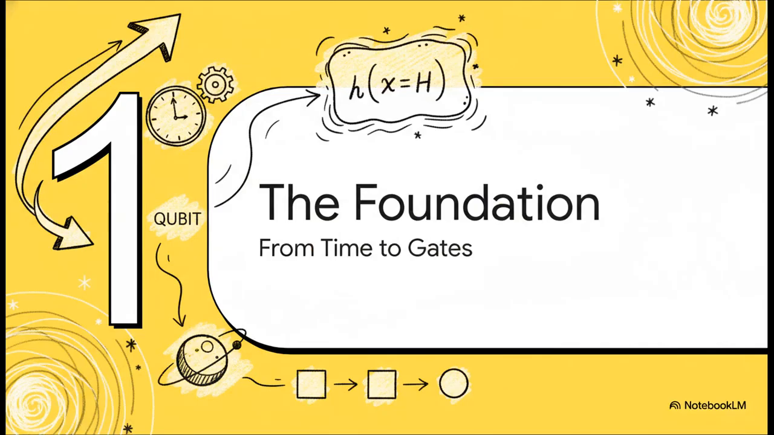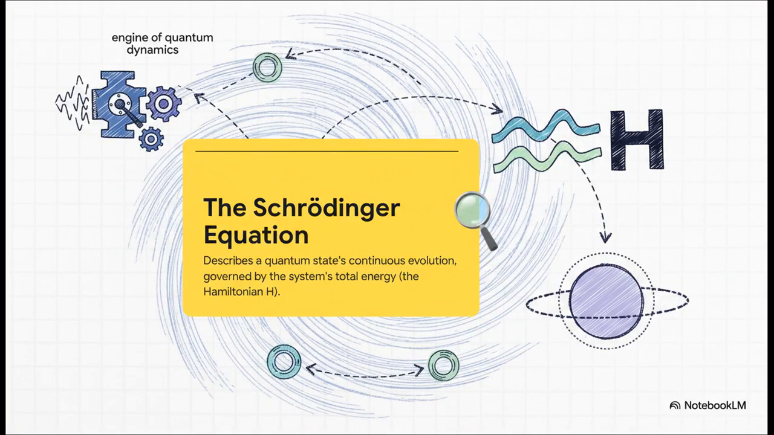To really get a handle on quantum gates, we have to start at the very beginning, with the fundamental rule for how a quantum state changes over time. And it all comes down to one of the most famous and, honestly, beautiful equations in all of physics. And here it is, the Schrödinger equation. This is basically the engine of all quantum dynamics. What it's telling us is that the rate of change of a quantum state is directly tied to the system's total energy, which is all packed into that Hamiltonian operator, H. The key thing here is that this equation describes a perfectly smooth, continuous evolution.